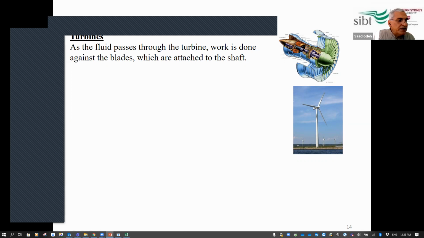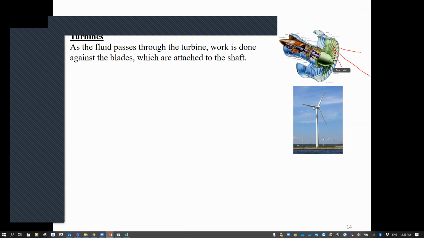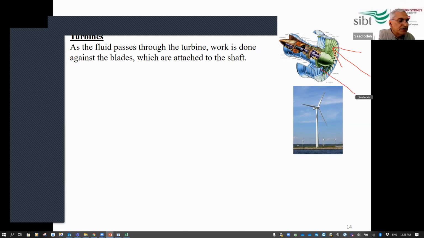So this is another example of the diffuser in one system. As you can see here, at the inlet we have a smaller area, and the exit is a bigger area, while at the exit of the turbine, we have the opposite. We have a nozzle design. So that's why we have different applications for the nozzle and the diffuser. Okay.